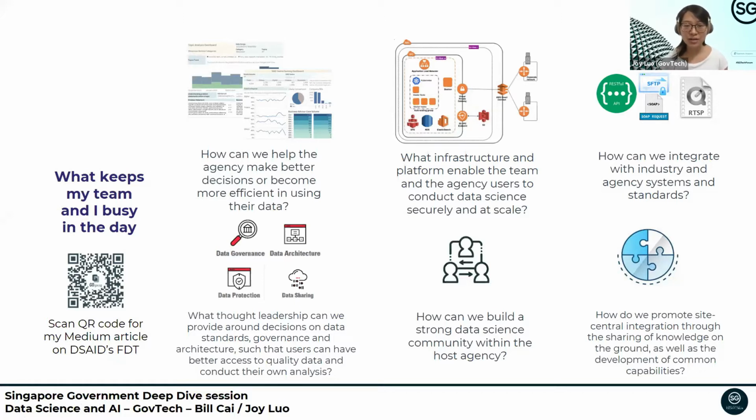The second way in which we uplift the agency's data science capabilities is really about how we can equip the agency with infra and platforms to allow data science to be done at scale, and not just by us, but also by power users that we have identified and groomed along the way at the agency. And of course, as part of this process, we will also need to look into how we can align our data science setup with industry and agency systems and standards, especially in the area of security. An example of our work in this area would be some of the migration work that we're currently doing for our on-prem implementations to go onto the government cloud.